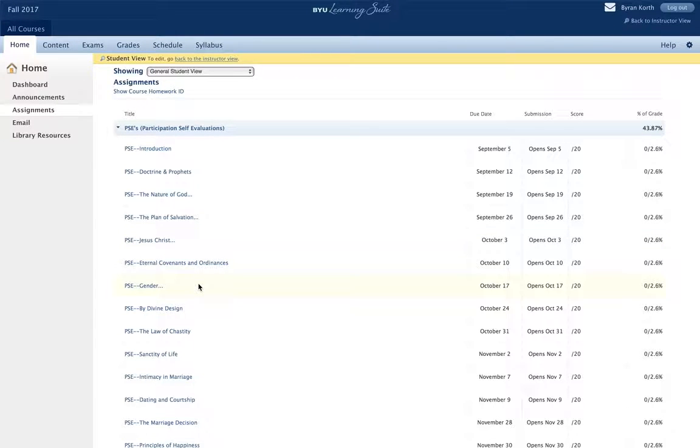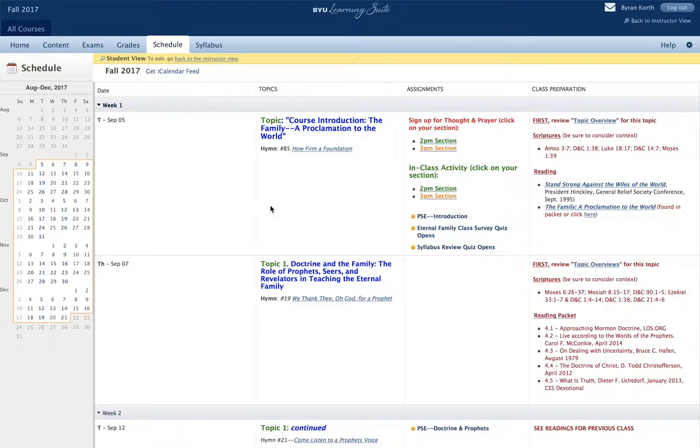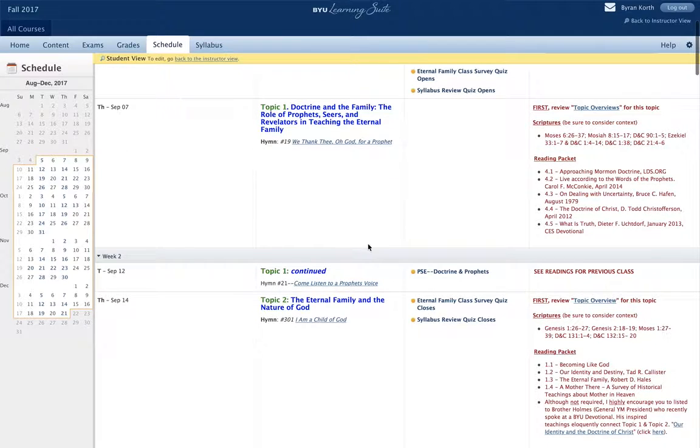There are 17 of them, so they add up 20 points each to be a significant part of your grade, nearly 50% of your overall grade. So it's important that you complete these in a timely manner. You'll notice on the schedule that they are listed. At the conclusion of a topic, you'll see a PSE.